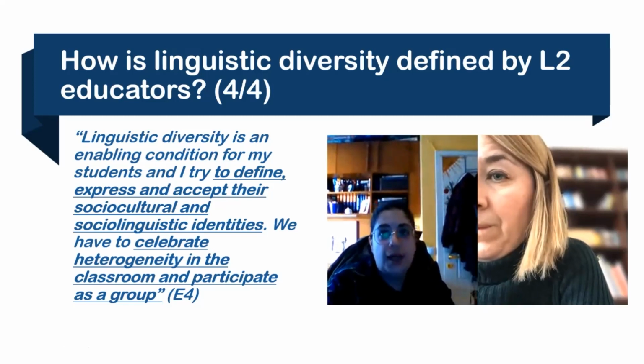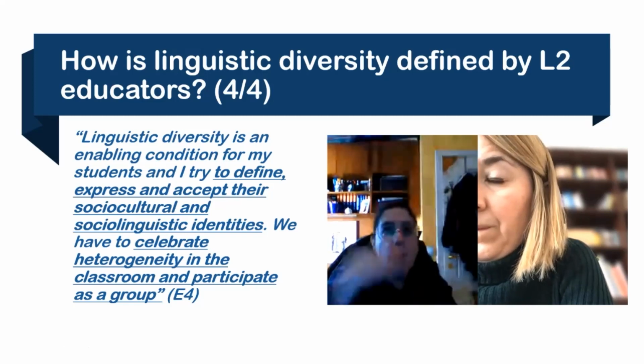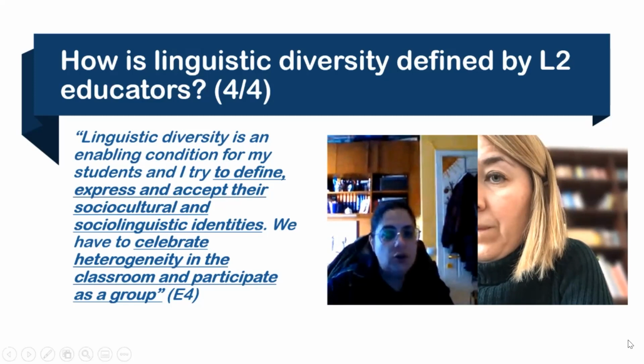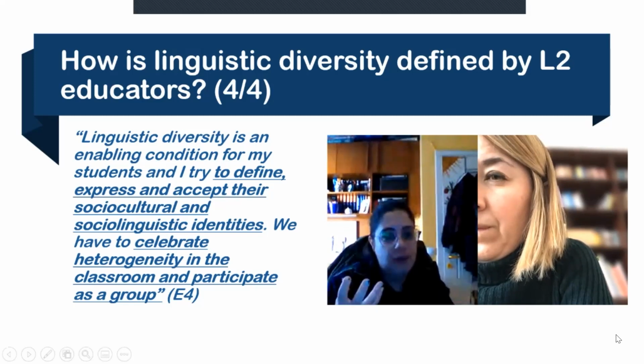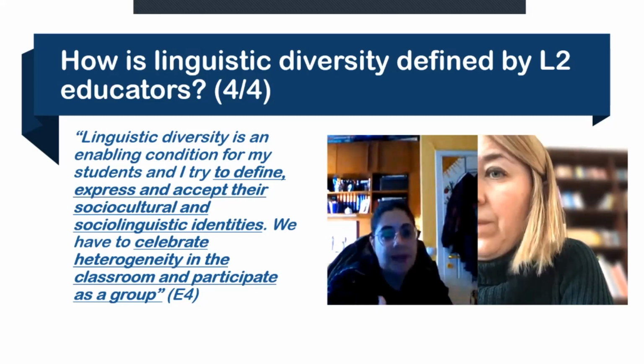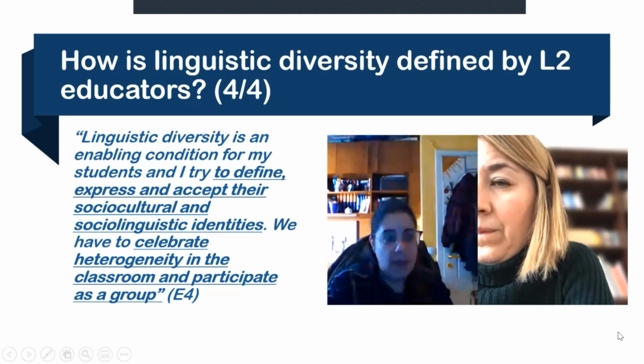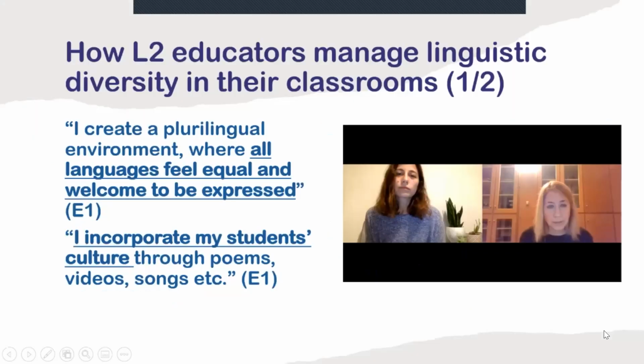Also, it is a very good option to work with linguistic diversity as a tool in order to help students to celebrate heterogeneity in the classroom and participate as a group. How do L2 educators manage linguistic diversity in their classrooms?